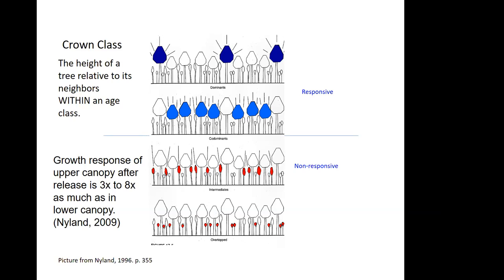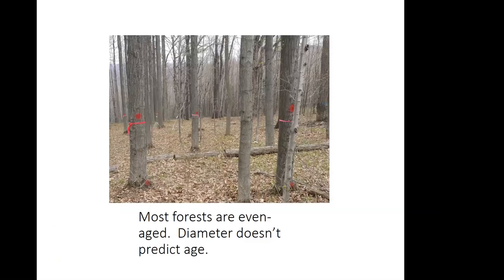They may also be genetically superior, because if these forests are even-aged, which they are, then there's some reason why those bigger trees are bigger than the smaller trees are small. And that's because we have even-aged forests that have regenerated following agriculture, and diameter does not predict age. So this slide and the next slide are the two key take-home messages. If you remember anything, size does not predict age.